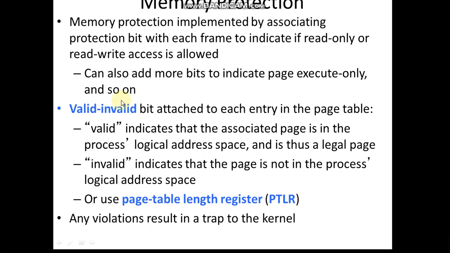Let us consider the valid and invalid bit which is attached to each entry in the page table. Valid indicates that the associated page is in the process's logical address space. Invalid indicates that the page is not in the process's logical address space. It is not accessible by that particular process. Or we can use the page table length register in order to verify this.